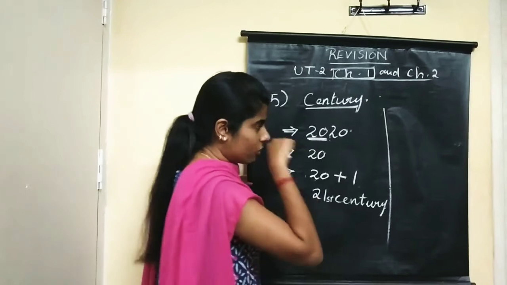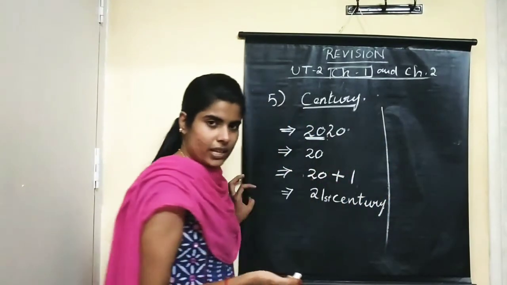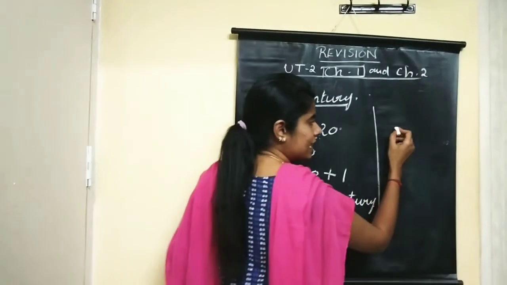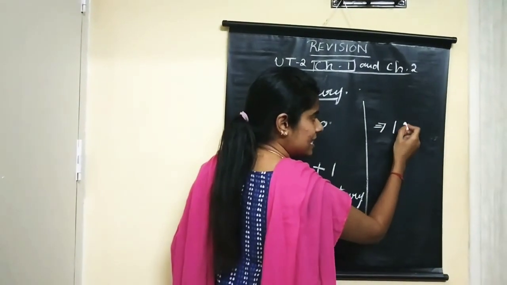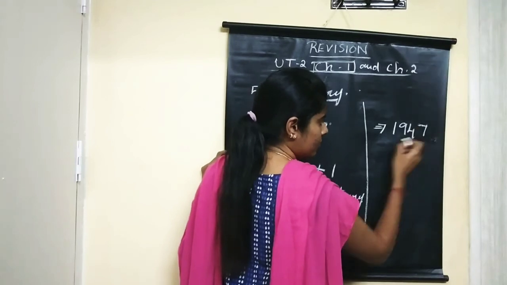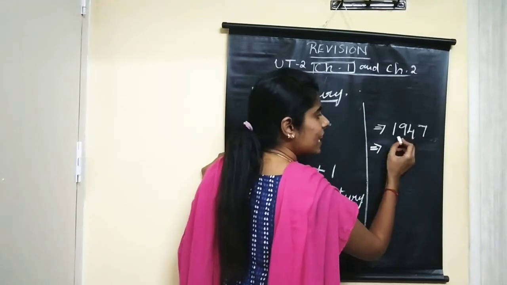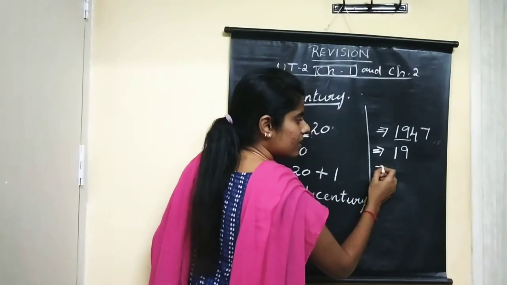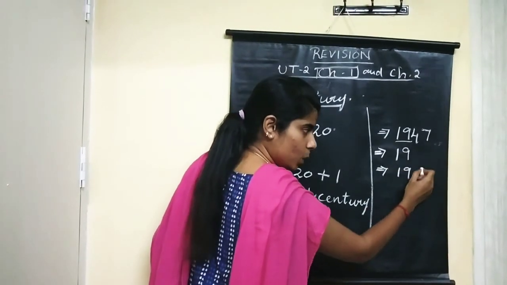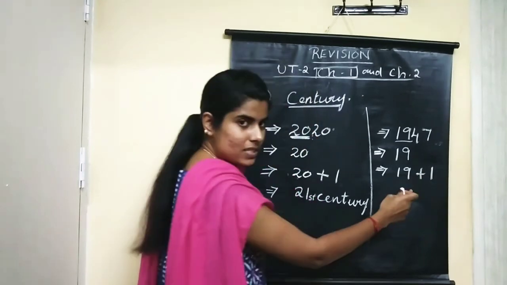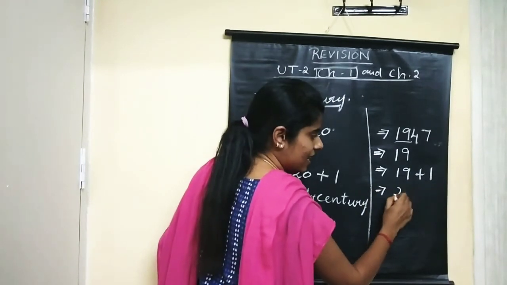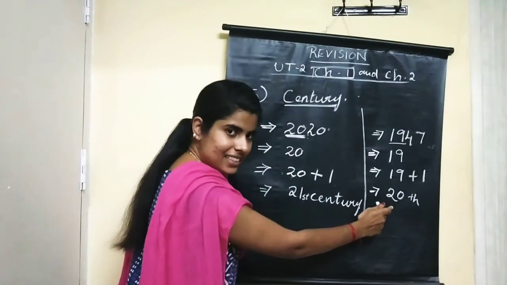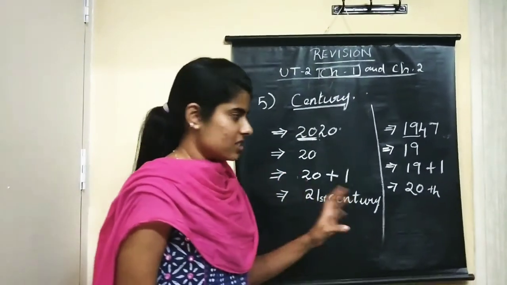I'm going to ask you one more question. What is the century in which we got independence? We got independence in the year 1947. And the next step, we need to take the first 2 digits of the year, that is 19. Then we need to add 1 to it. 19 plus 1 is 20. So, we got independence in the 20th century. Are you all clear, children?